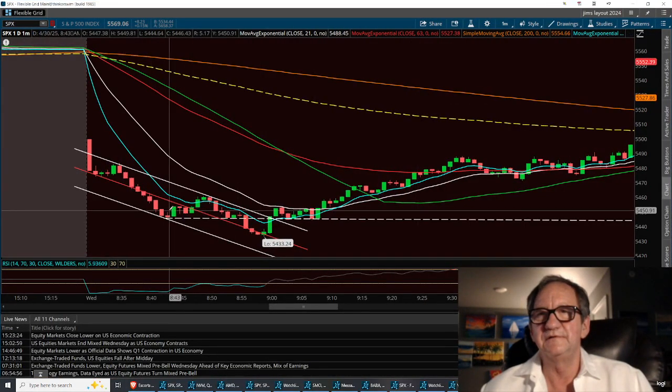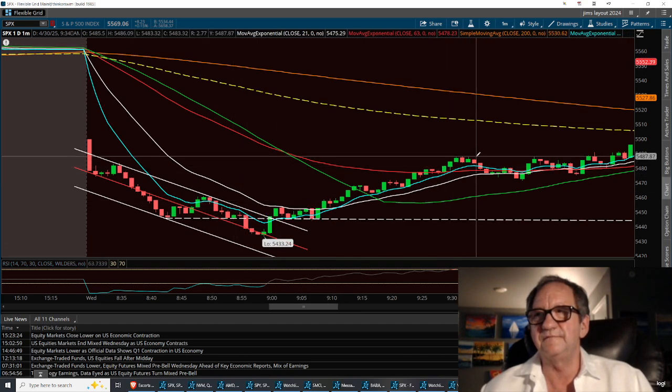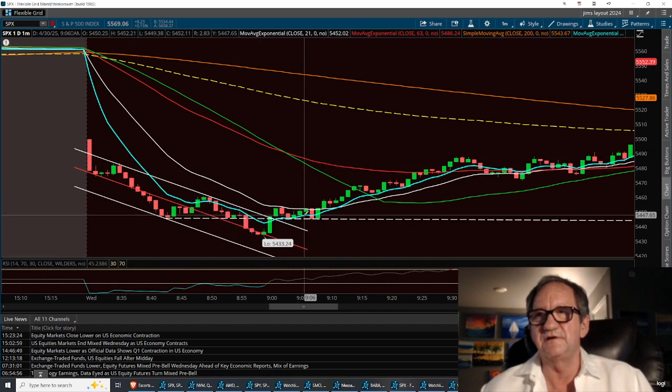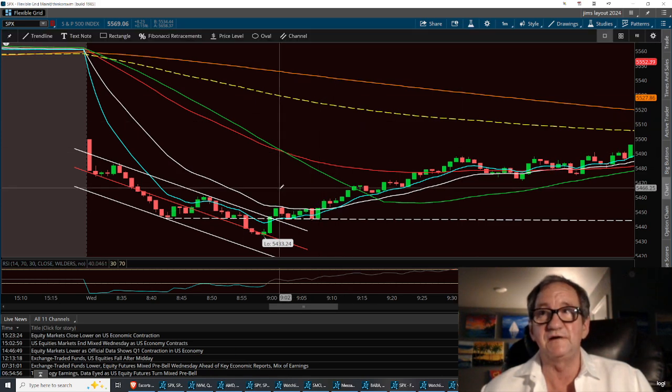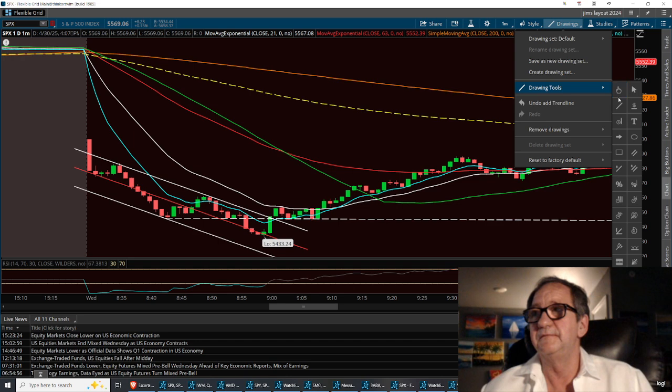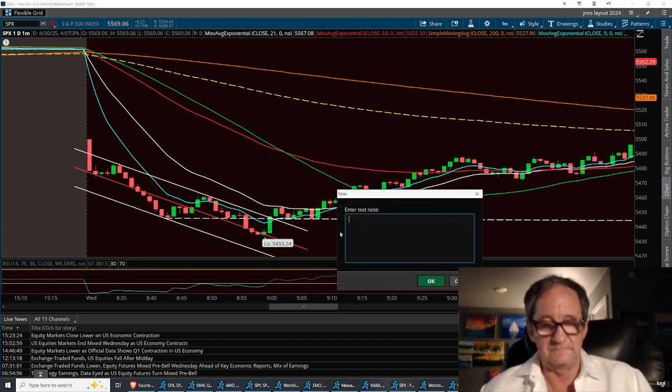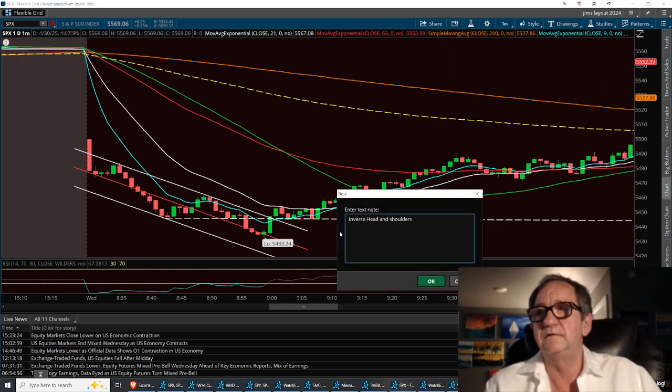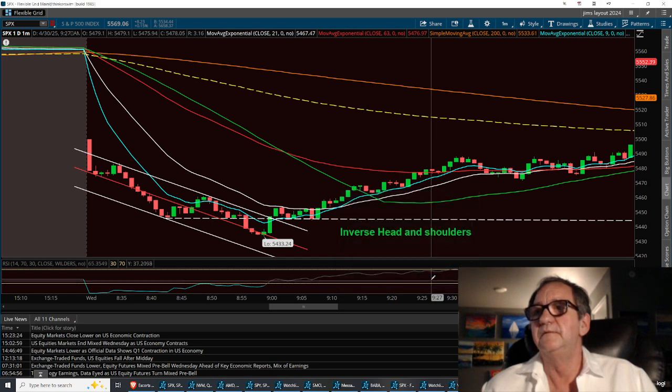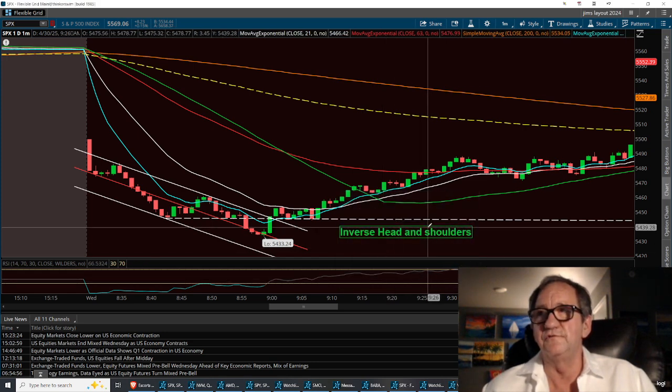There it is. Snake, inverse head and shoulders, breakout to the upside. And these contracts, if you're trading the SPX, man, them things can fly. That's called an inverse head and shoulders.